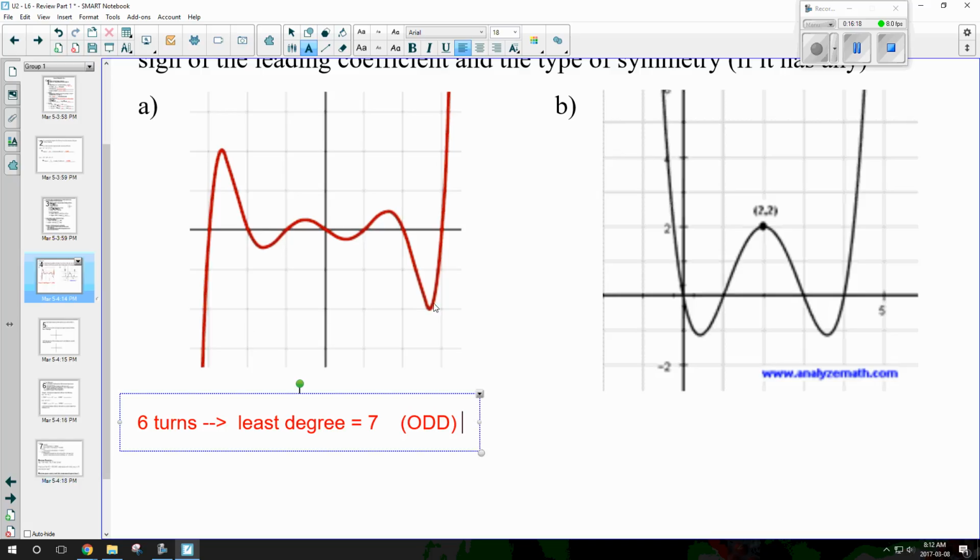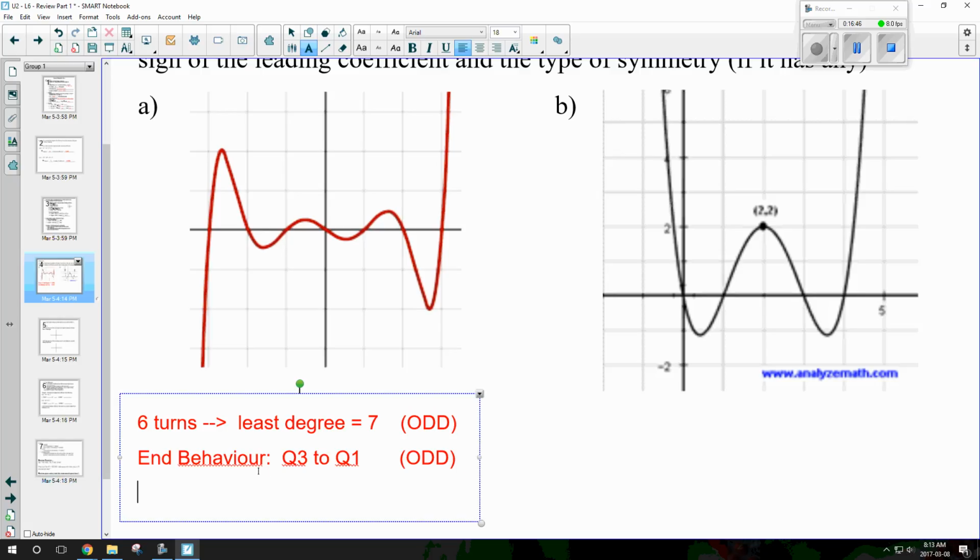Another way that we know that it's odd is because our end behaviors end up in diagonal quadrants. It goes from quadrant 3 to quadrant 1. So that's another indication of how we could tell that it's an odd function, because its end behavior is diagonal. It's not the same direction. Same direction is only when it's even.